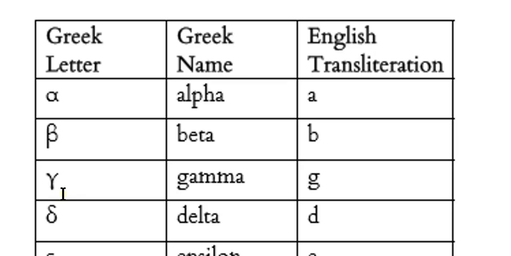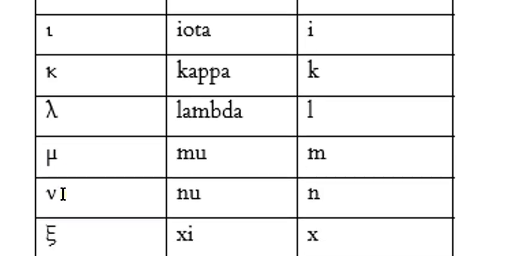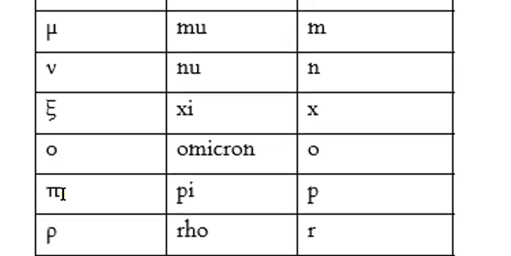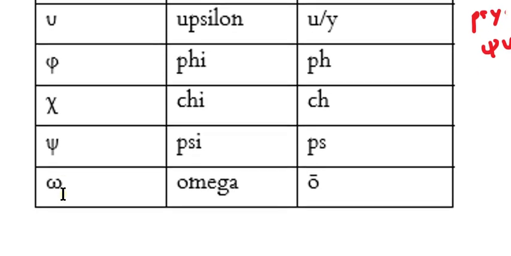Alpha, beta, gamma, delta, epsilon, zeta, eta, theta, iota, kappa, lambda, mu, nu, xi, omicron, pi, rho, sigma, tau, upsilon, phi, and chi, and psi, omega. We had to throw those ands there to get all the beats in.